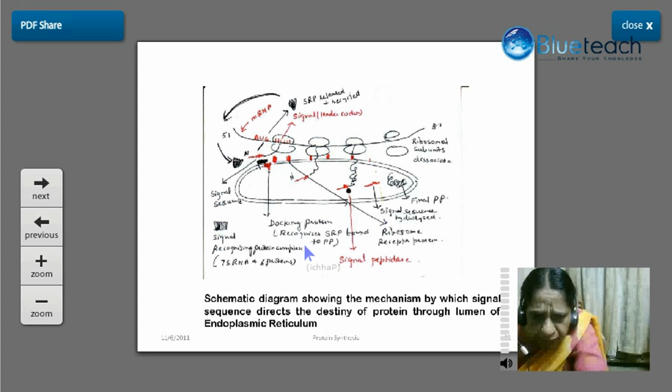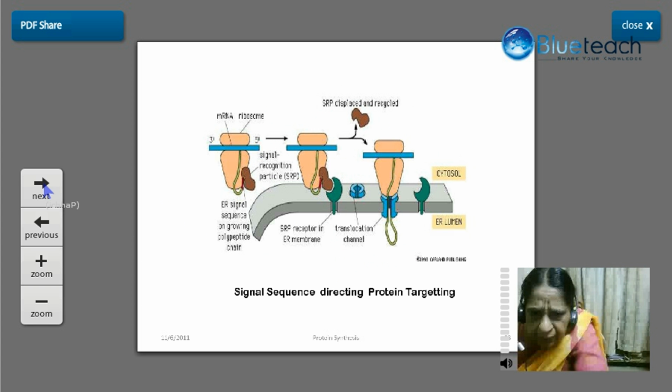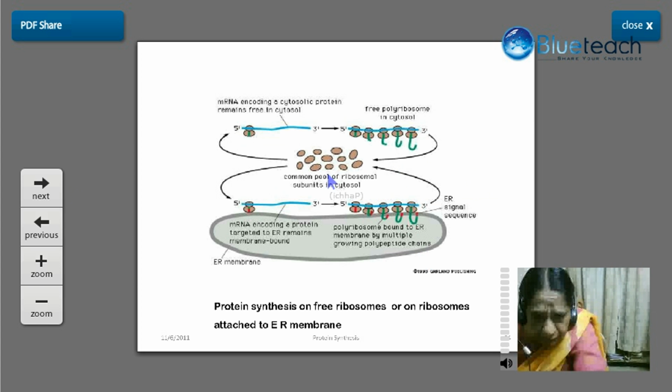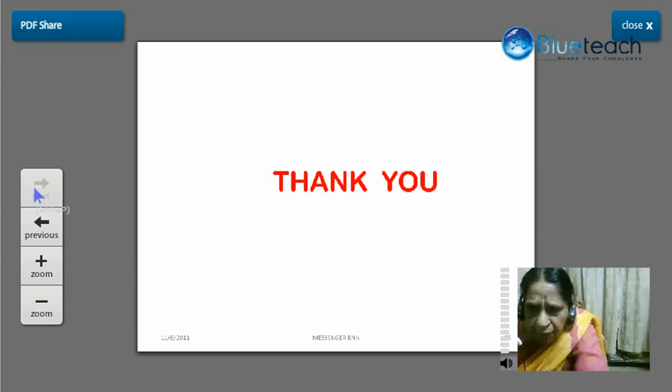This slide shows how signal sequence directs the protein targeting. Then this again shows signal sequence directing protein targeting, and these are the two types of protein synthesis, one on ribosomes free in cytosol and the other on ribosomes attached to endoplasmic reticulum. With this, the class is completed. Thank you.